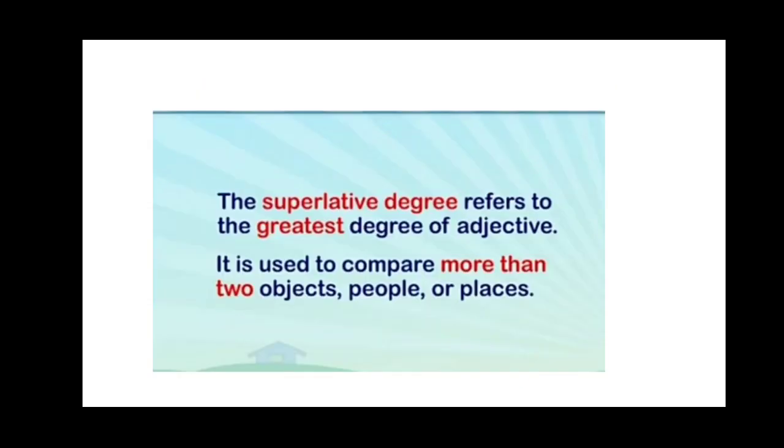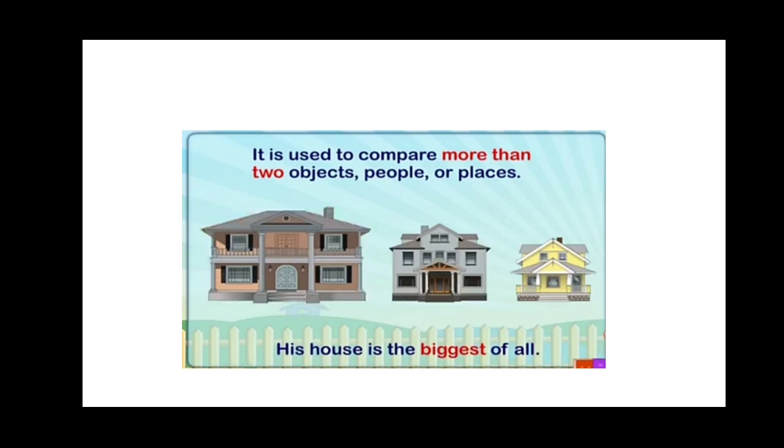And then superlative degree. Superlative degree refers to the greatest degree of adjective. It is used to compare more than two objects, people or places. So superlative means what? Here we are going to compare more than two objects. We are going to say that that is the best thing. So that is called superlative degree.